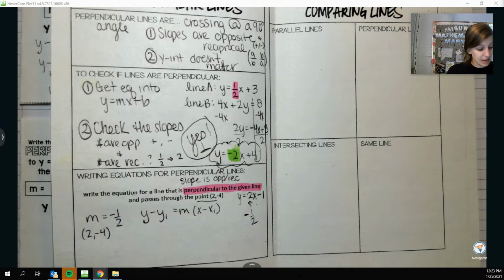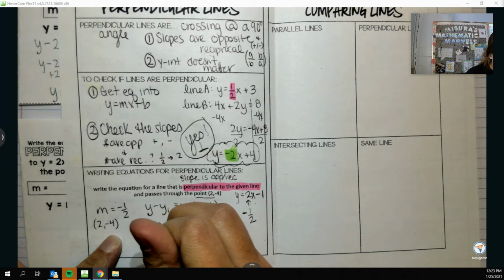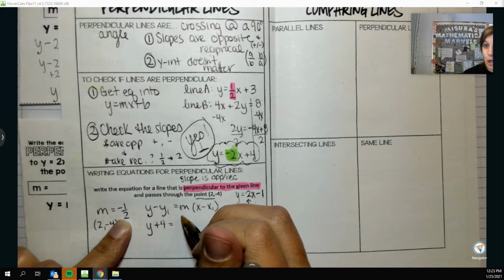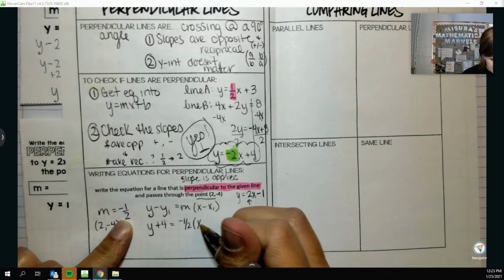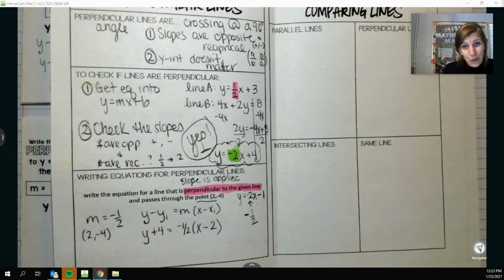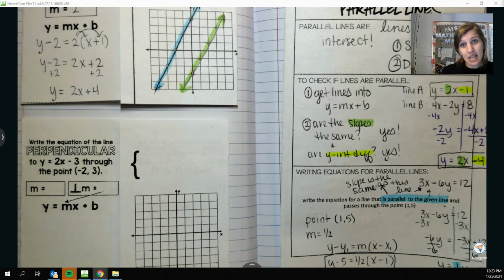Then we plug everything in where it's supposed to go. The y value goes with y. We'll have y minus negative 4, so plus, equals the perpendicular slope, so negative half, parenthesis x minus the x, which is 2. And then if you want, we could put it in y equals mx plus b. This one matters a little less, again, because the y-intercept here, I really need for it to be different.